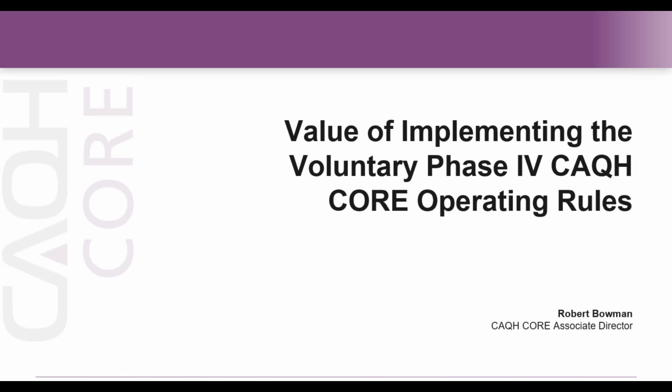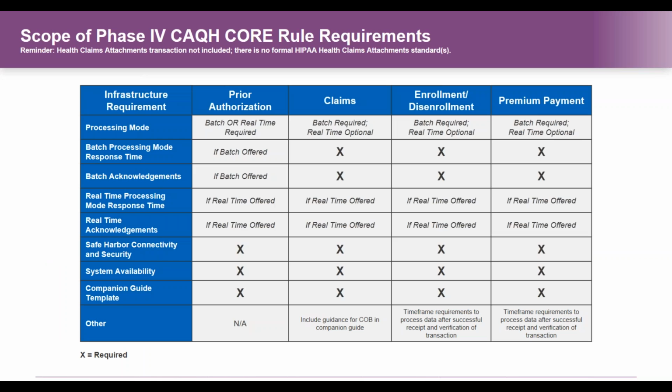Bob? Great. Thank you, Jessica. And just as Jessica mentioned, I do want to provide just a quick overview of the scope of the Phase 4 operating rule requirements. As you can see, the rules do specify specific requirements for the prior authorization, the claim, the enrollment-disenrollment transaction, as well as the premium payment. These requirements are specific to infrastructure, and they specify very specific requirements around processing modes, acknowledgments, as well as the safe harbor connectivity and security requirements, system availability, and companion guide.